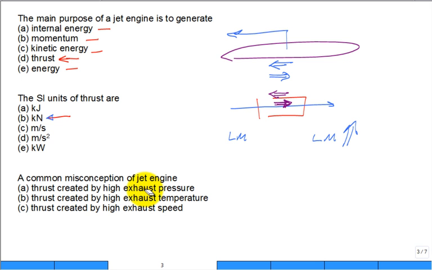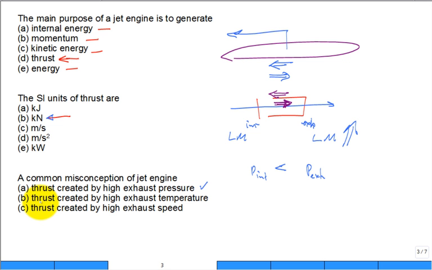Next question. What is a very, very common misconception on jet engines? Would somebody say the thrust is created by high exhaust pressure? So this is the exhaust part right here, and this is the intake part. And if I took a look at the pressure at the exhaust, compared to the pressure of the intake, the pressure of the intake is much less. The pressure at the exhaust is much higher, hence I get good thrust.